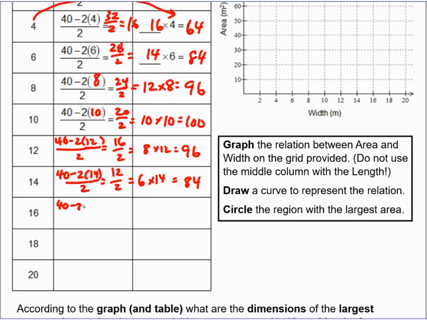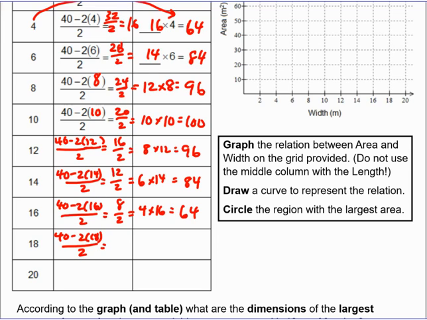40 minus 2 times 16, divided by 2. What's 16 times 2? It's 32. So 40 minus 32 is 8. 8 divided by 2, right, is 4. 4 times 16. Well, what's 4 times 16? So 4 times 16 is 64. The pattern continues. Look, it peaked at 9, so it went up to 96. Now it's going down to 64 where it was already. All right, so you can probably guess what's going to happen next.